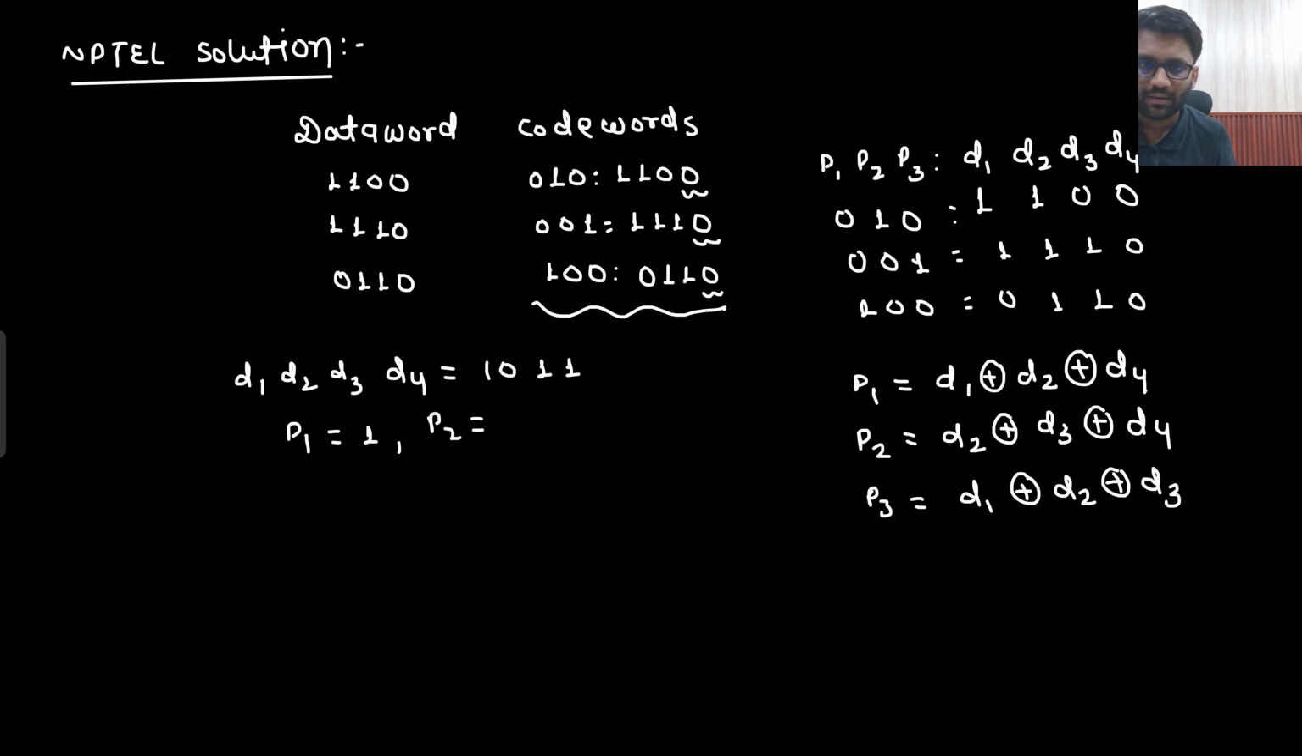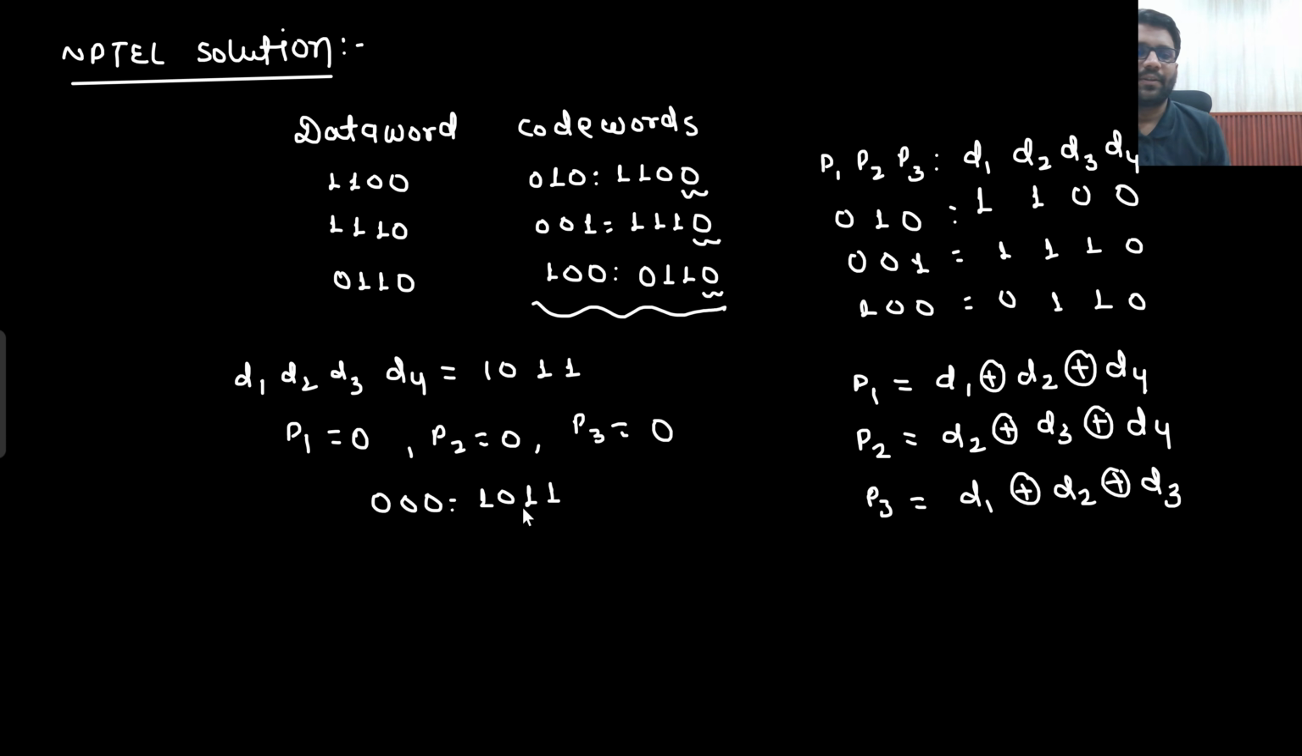Sorry guys, P1 is D1 XOR D2 XOR D4, so 1 XOR 0 XOR 1, that would be 0. What about P2? D2 XOR D3 XOR D4, that would be 0. And what about P3? D1 XOR D2 XOR D3. P3 is 0. So that means this is the answer.